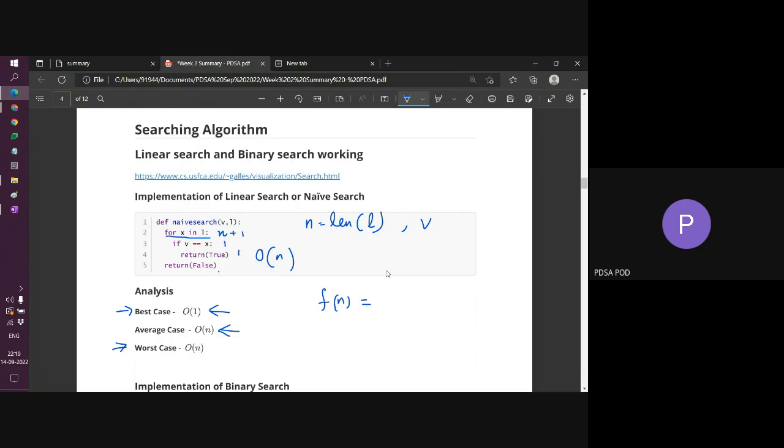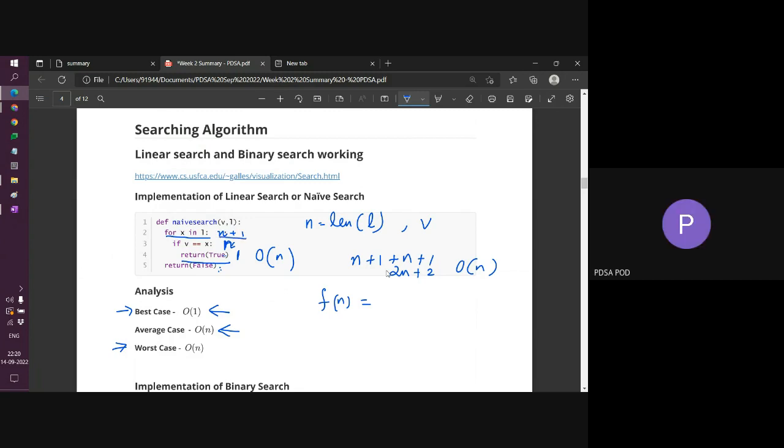Either of these, return true or return false, only one will happen. So this is 1. The comparison will happen again n times, and the return happens only once. So it will be n plus 1 plus n plus 1, which is 2n plus 2. The return true statement gets executed just once, unlike the increment s equals s plus 1, which gets executed n times.